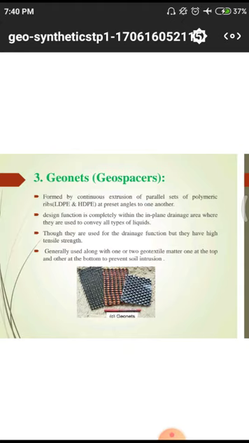Normally nets are used for catching fishes in seas and small rivers. Here also they are using these geonets for drainage purposes and catching large particles through their drainage function, but they have high tensile strength. Generally they are used along with two geotextile layers, one at the top and the other at the bottom, to prevent intrusion. That means intrusion means one material with another material is not simply combining.